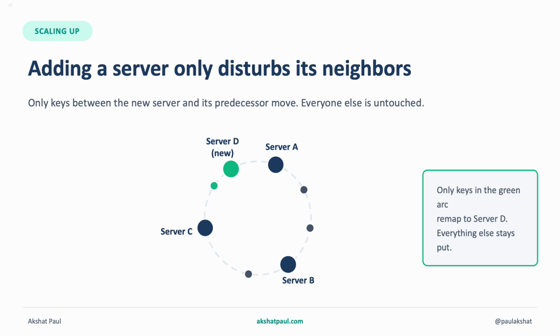This is the headline benefit of consistent hashing. On average, adding a server only remaps about k over n keys, where k is total keys and n is server count, not 75%, a tiny proportional slice. That's the difference between a routine scale-up and a production incident.